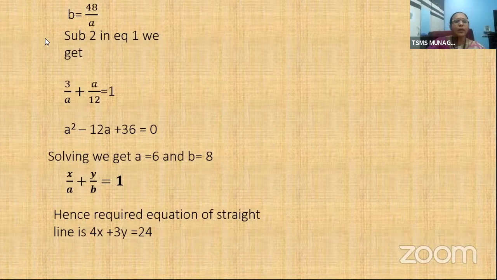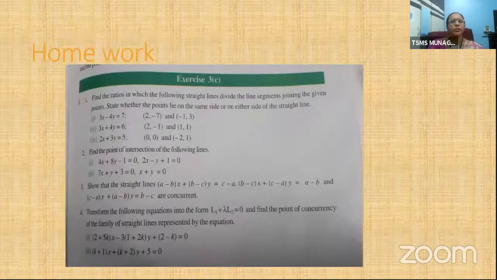Now if the value of a is 6, substitute a = 6 here, and 48/6 will give us the value 8. So put a = 6 and b = 8. You will get x/6 + y/8 = 1. On simplifying that, you will get the required equation of the line as 4x + 3y = 24. So this is how you can solve problems using the point of intersection.